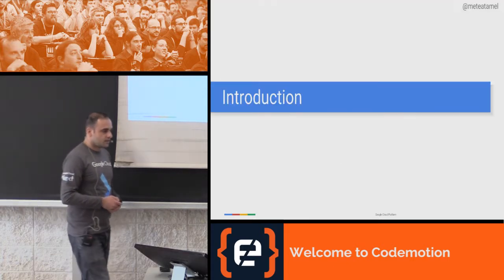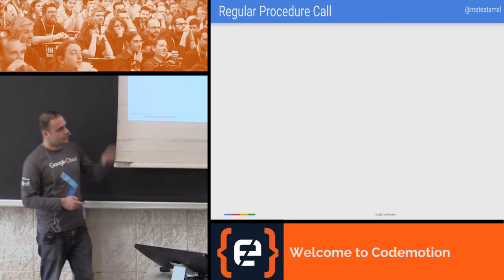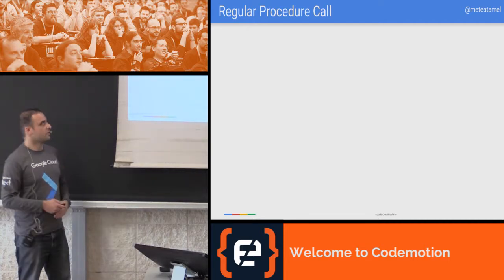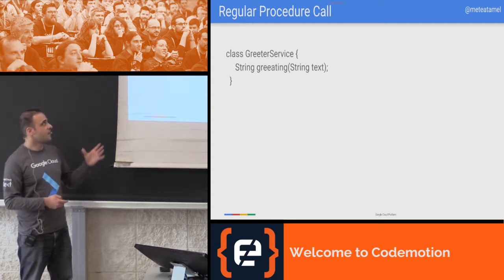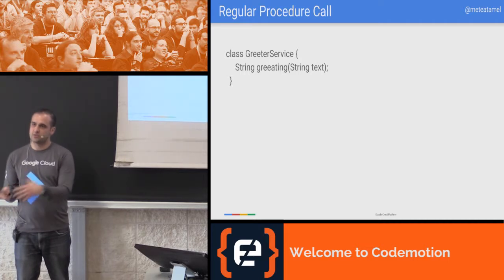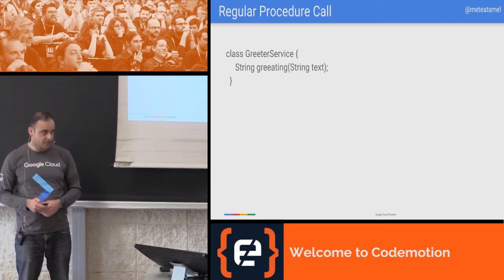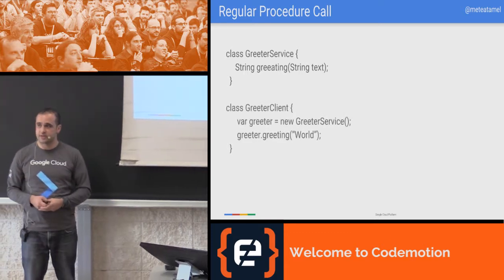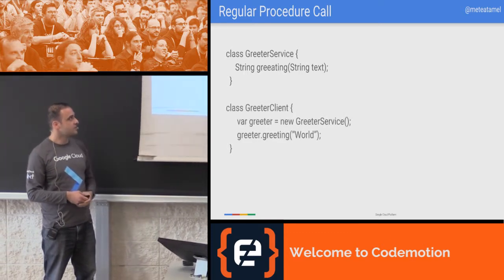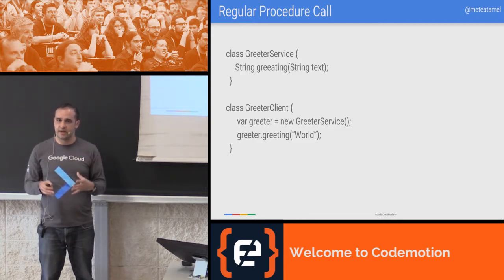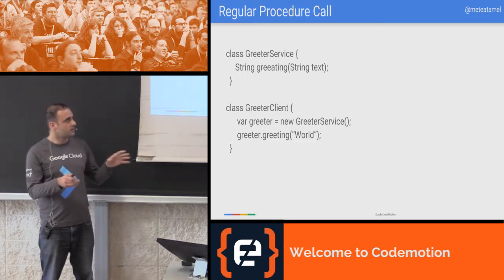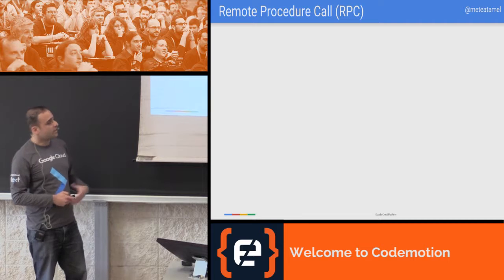Okay? So let's start with regular procedure calls before we talk about remote procedure calls. Imagine that you have a service. It's very simple. Let's call it a greeter service that has a method called greeting that takes in a string and returns a string. If you want to use this from, say, a greeter client, you just create the service and call the method, right? Everything lives on the same machine. If it's Java, for example, everything lives in the same JVM. So you don't have to worry about network. You don't have to worry about how to call things. You just make your call. Everything works. It's simple.